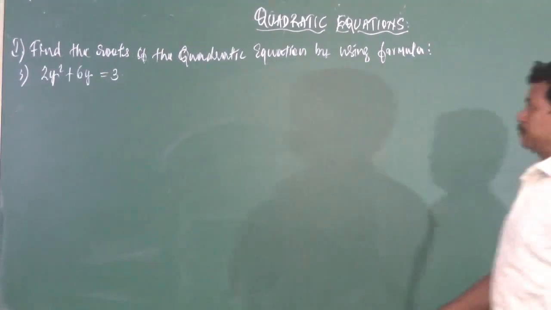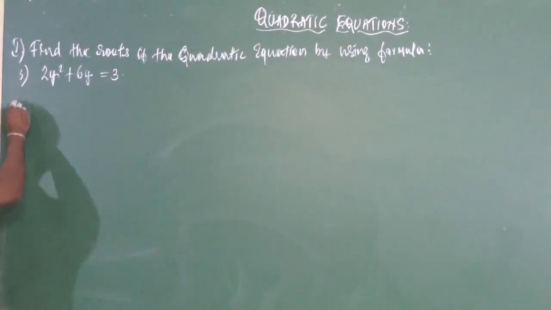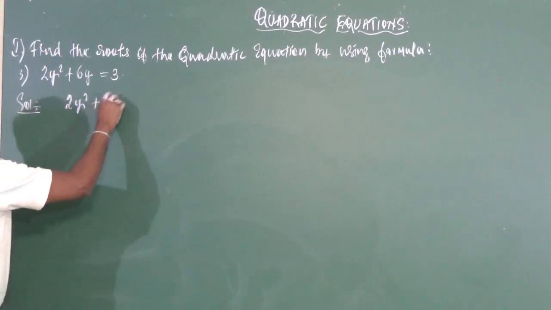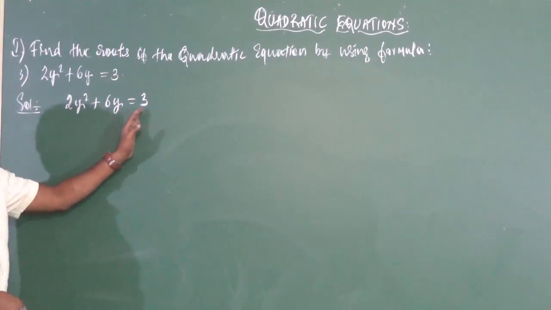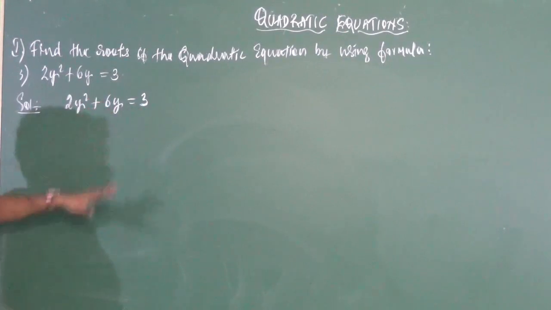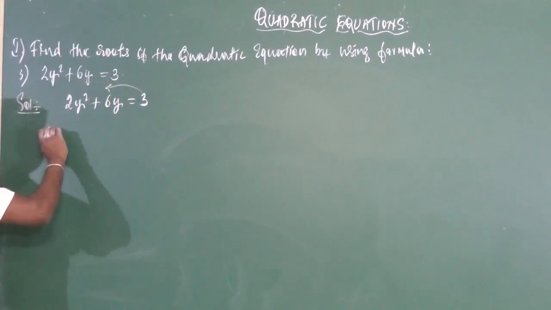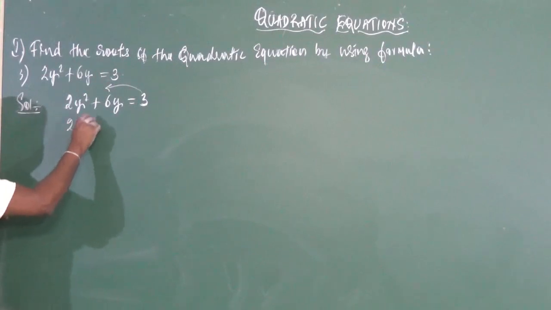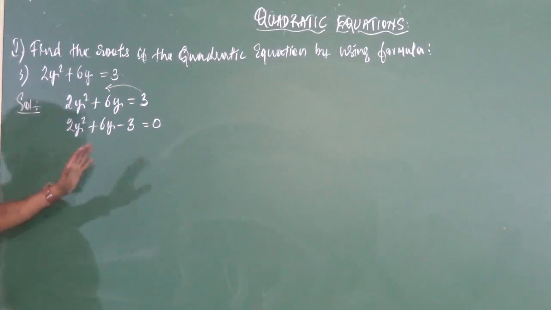Okay, let us get into the third problem. So again we have an equation here, 2y square plus 6y is equal to 3. Right. So 2y square plus 6y is equal to 3 is the given quadratic equation, but it is not in the standard form. We have to convert this into the standard form by doing a very simple step. That is, we have to transpose 3 to the LHS so that the entire equation is equated to 0. So 2y square plus 6y minus 3 is equal to 0. So now this is in the standard form.